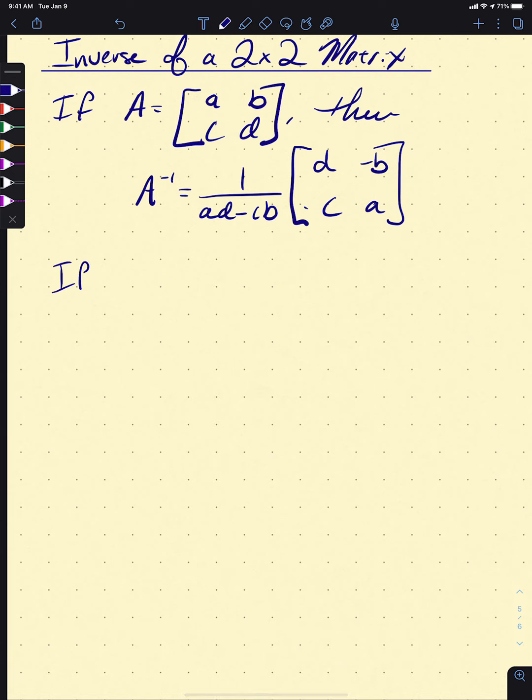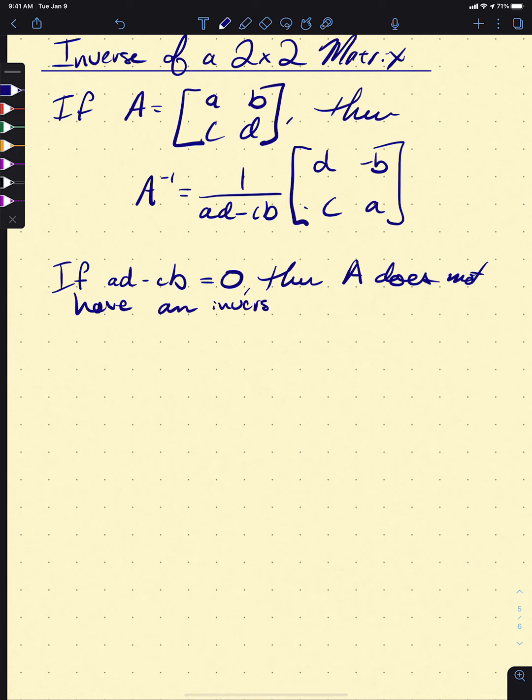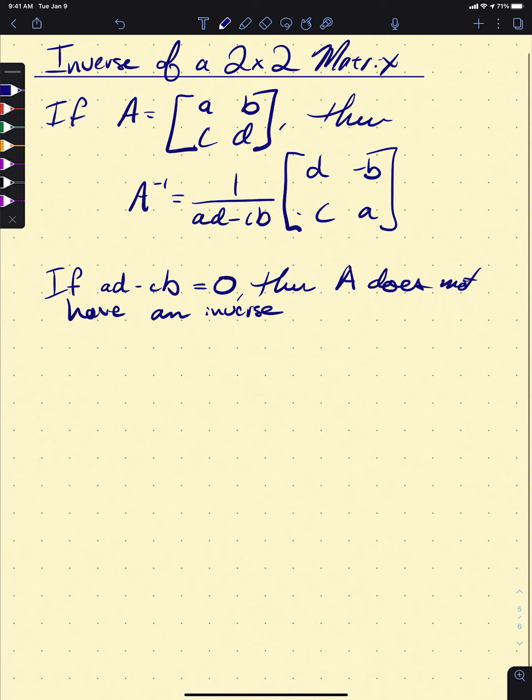We also say that if AD minus CB equals 0, well, then A does not have an inverse. That is one of the interesting things that we get in the world of matrices. In the real numbers, everything has an inverse except for 0. But in matrix land, you can absolutely have these matrices that don't have inverses, so you can't always divide.